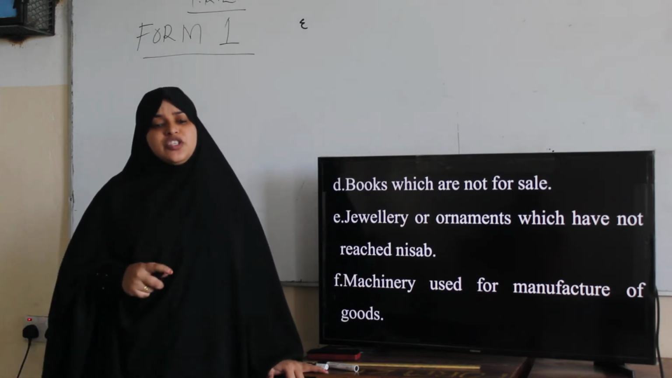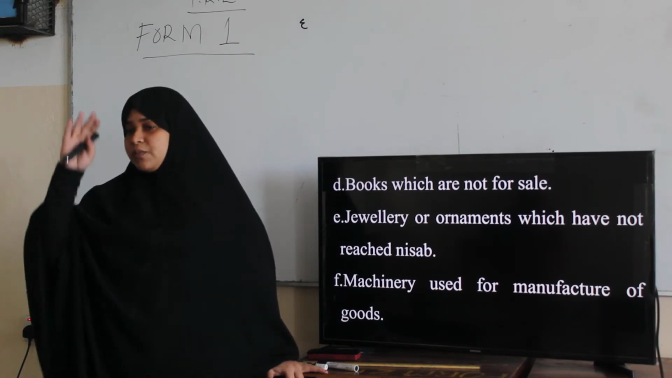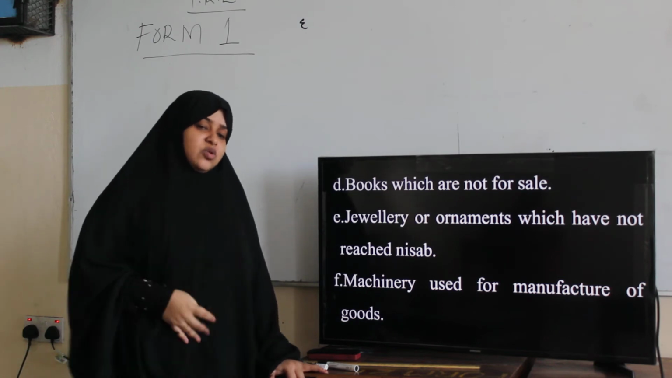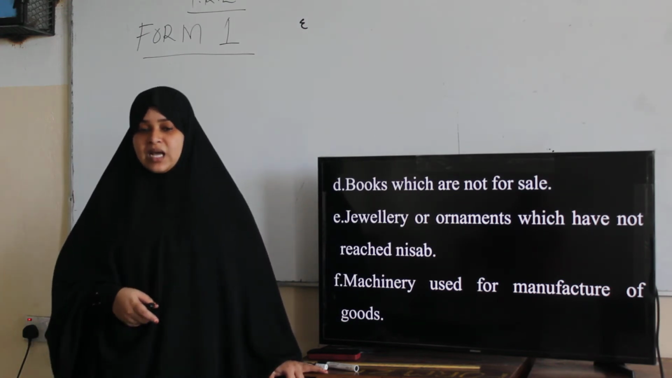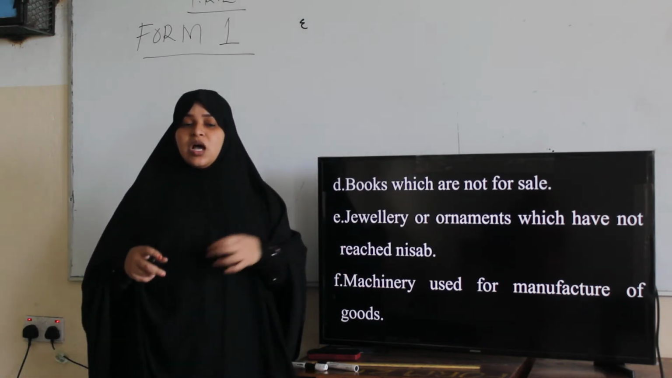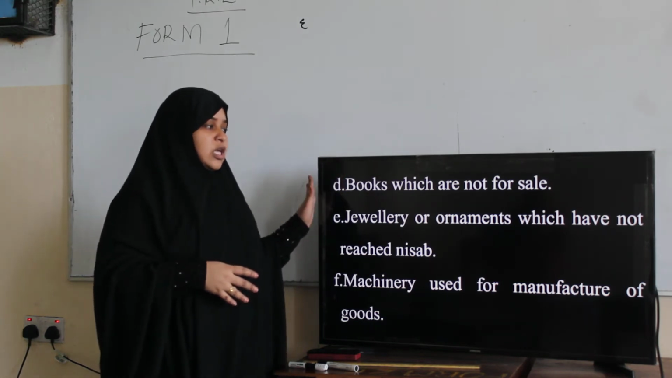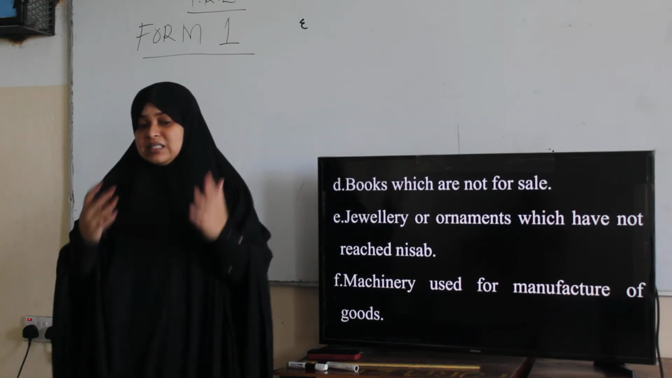Then machinery used for manufacture of goods. So if you have your machine and it's working, but you're using it to manufacture goods, then you don't have to give it out as zakat. So those are the items that cannot be given out as zakat.